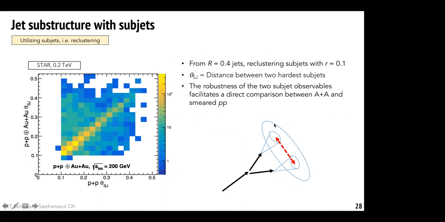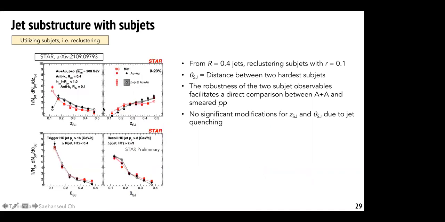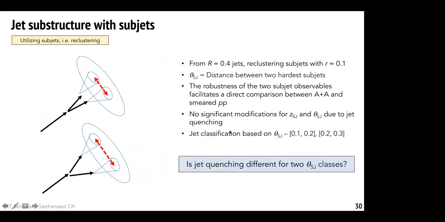So this is the original jet. Then we recluster with the smaller radius jet, and we just measure the distance between the two hardest subjets. And as I showed in the plot here, there are almost no off-diagonal components. So the robustness of the subjet observables facilitates a direct comparison between heavy ion and smeared PP. So we measured the ZSJ from gold-gold collisions, and we compare with the smeared PP collisions. So there's no significant modification for ZSJ and theta SJ due to jet quenching, but we can go further.